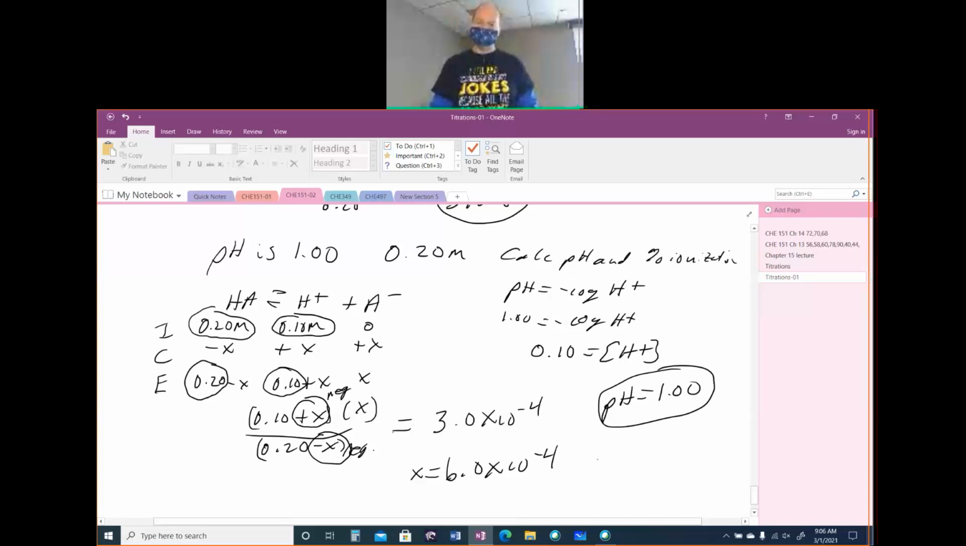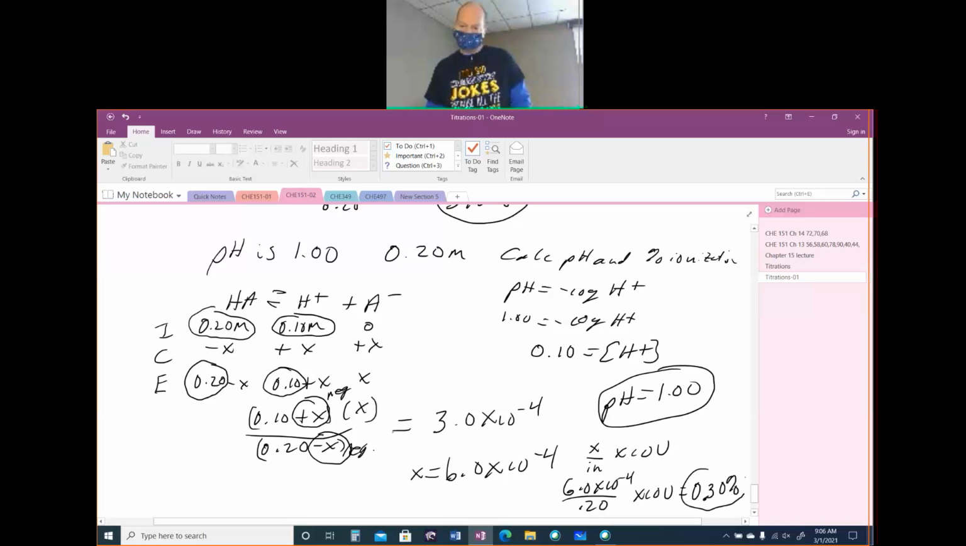But your percent ionization is always x divided by your initial concentration of your HA times 100. So now we have 6.0 times 10 to the minus 4 divided by the 0.20 times 100. So that is 0.30%. All right, so we started with a 3.8%.